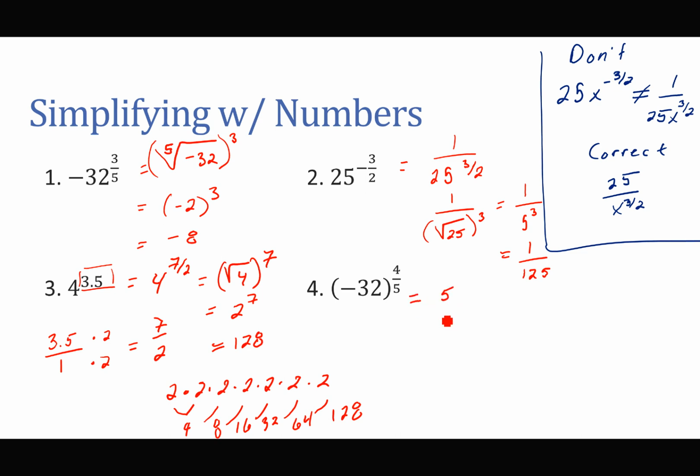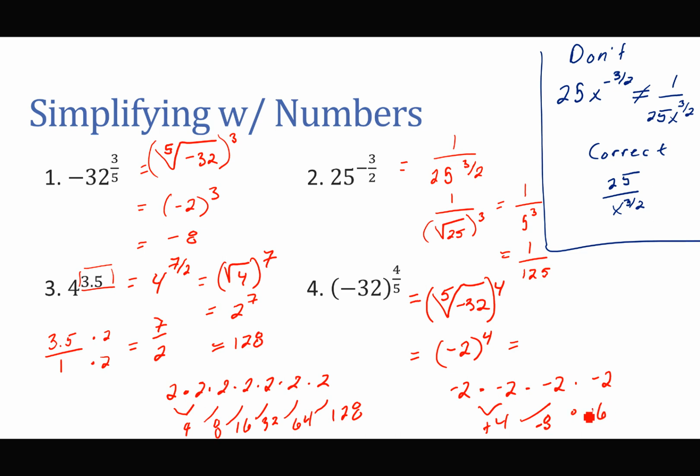All right, and then this one would be the fifth root of negative 32. And again, I'm going to bring this 4 all the way out, so I'm trying to keep my radicand small because it's easier for me to take the fifth root of negative 32. Well, the fifth root of negative 32, I know, is negative 2. So now I just have negative 2 raised to the fourth power. That would be negative 2 times negative 2 times negative 2 times negative 2. So I have a positive 4, a negative 8, but then times negative 2 gives me a positive 16.